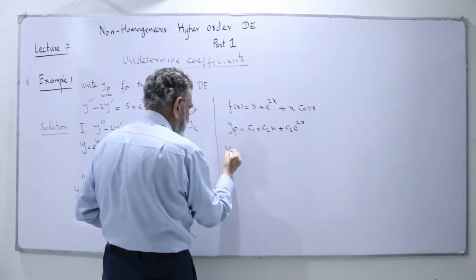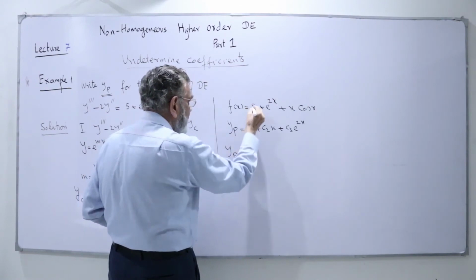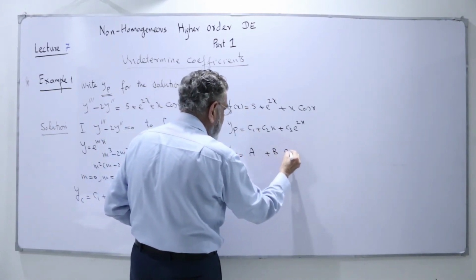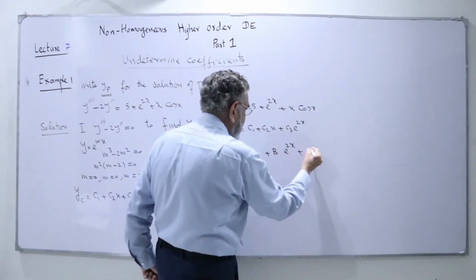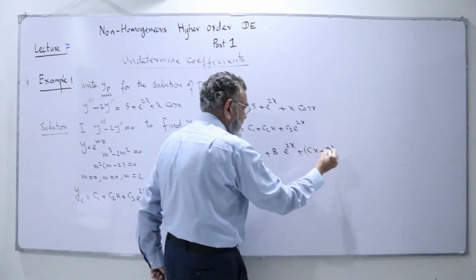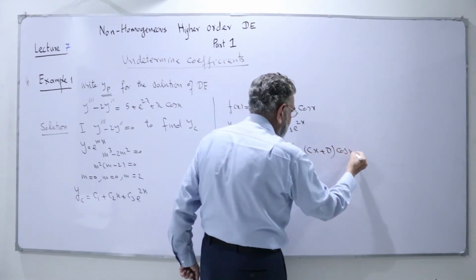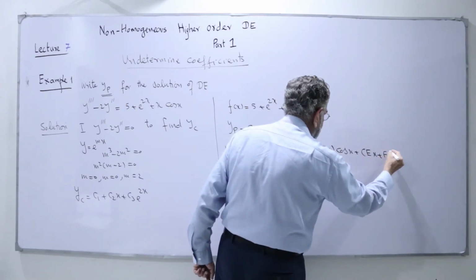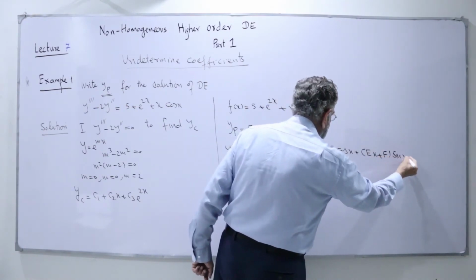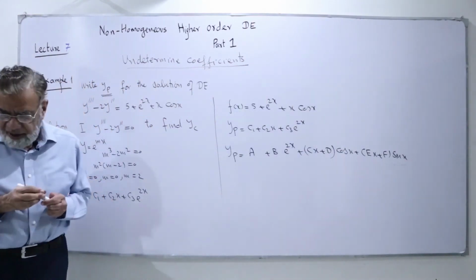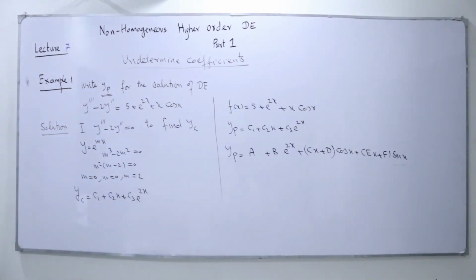Am I right? My yp will be equal to a plus b e to power 2x plus cx plus d, we're having cosine x, and then we're having ex plus f sine x. So this is my yp. Now I want to see, do I need to modify this one?